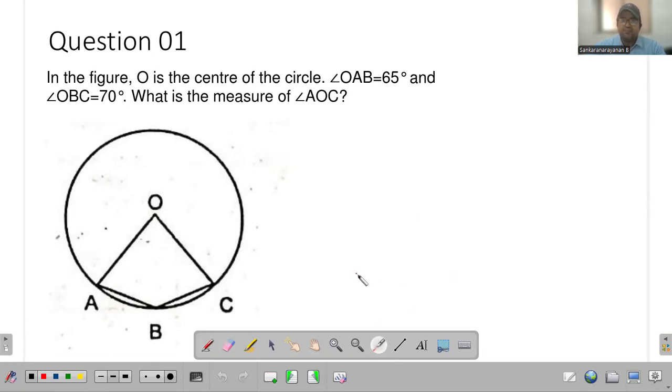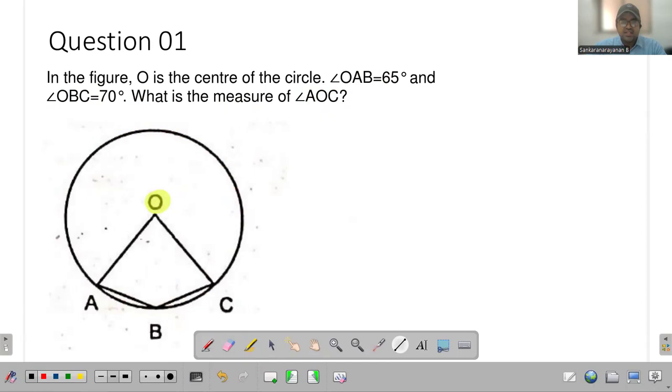Consider the question here. It's given in the figure O is the center of the circle. It's given angle OAB is 65 degrees, and angle OBC is 70 degrees. The question is, what is the measure of angle AOC? So, the circle is given here. We can see that O is the center of the circle.